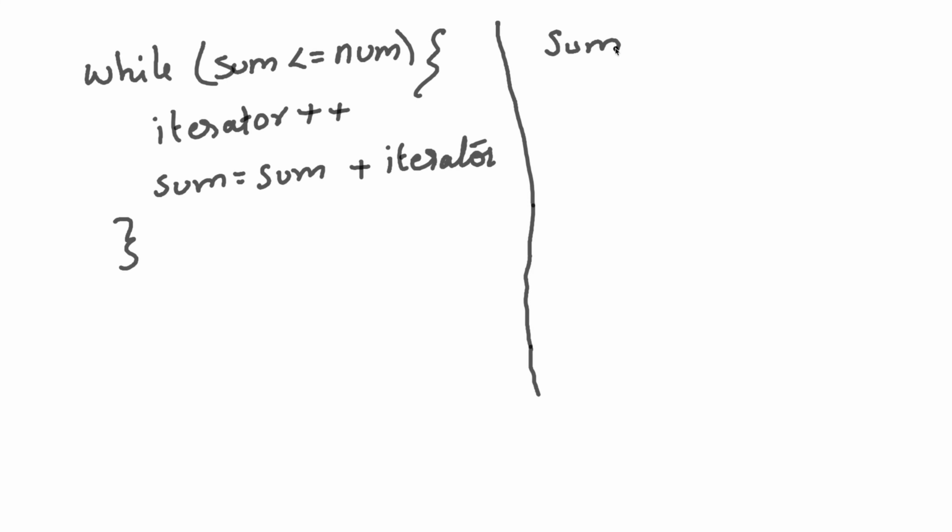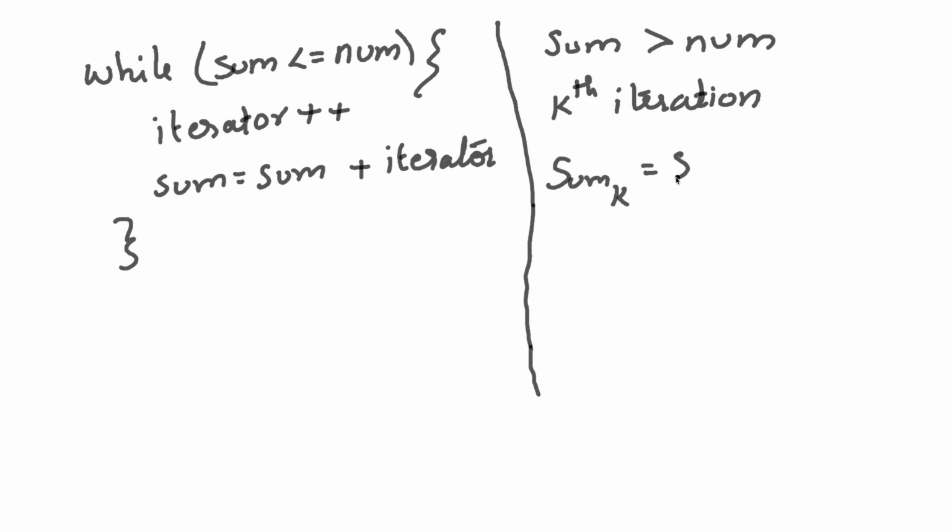As we know, this while loop exits when sum is greater than num. So when sum is greater than num, this while loop exits. Let's say at the kth iteration the while loop exits. So sum k will be equal to the previous sum plus the current iterator. The current iterator always increases by plus 1.